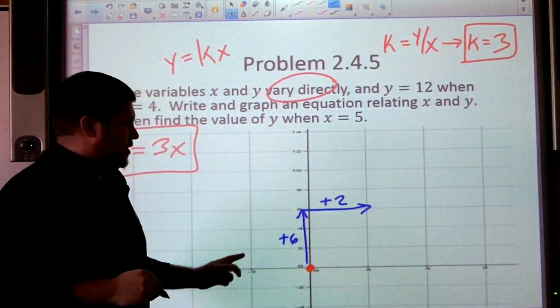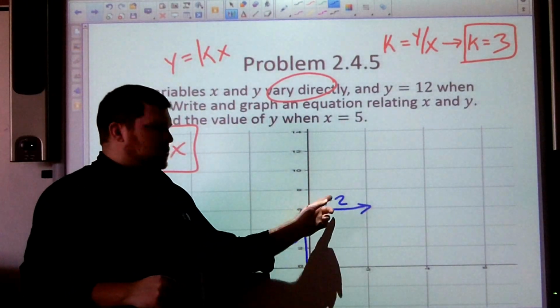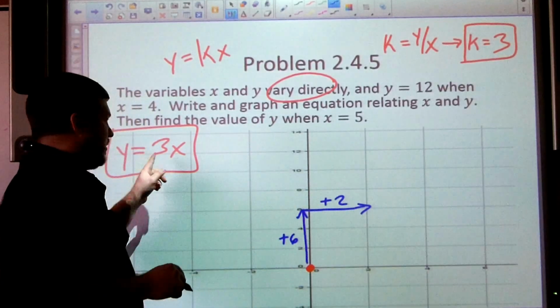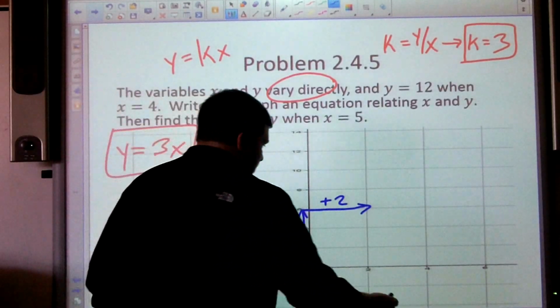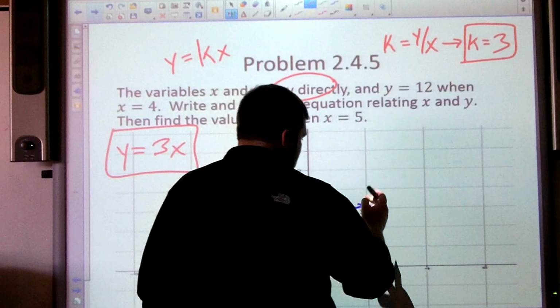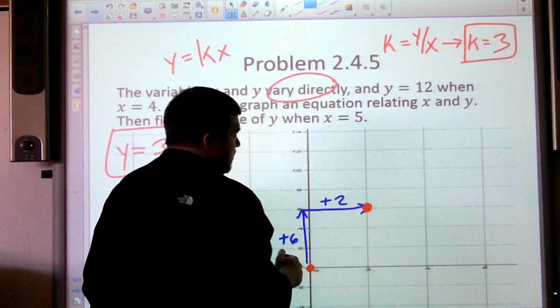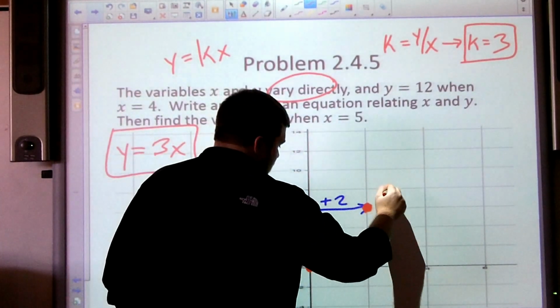And the reason for that is because we know slope is just the change in y over the change in x, and 6 over 2 is just 3. Okay, so my new point lives right there at (2, 6). And now I'm just going to draw the line.